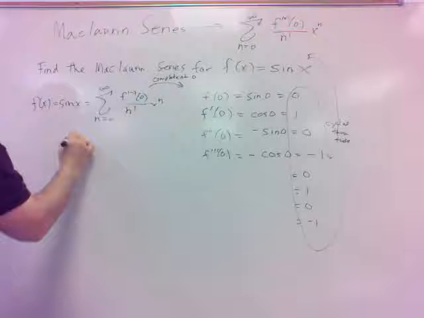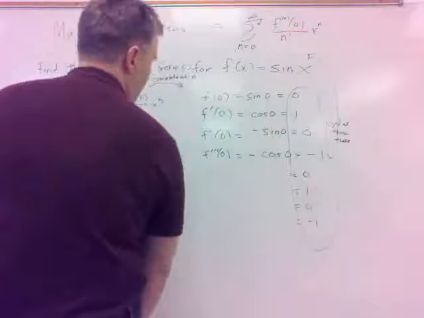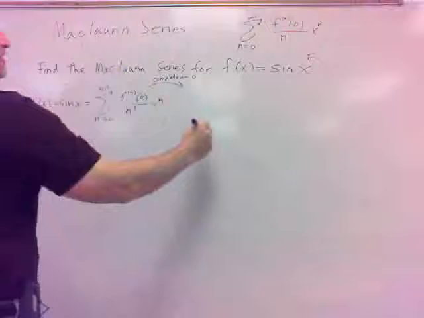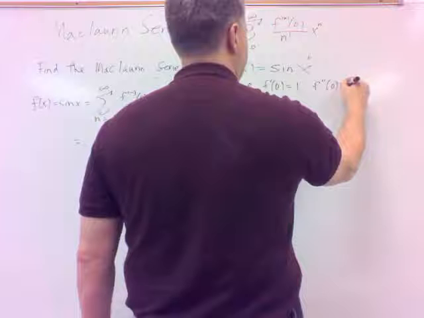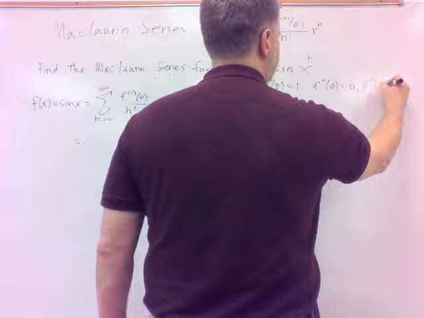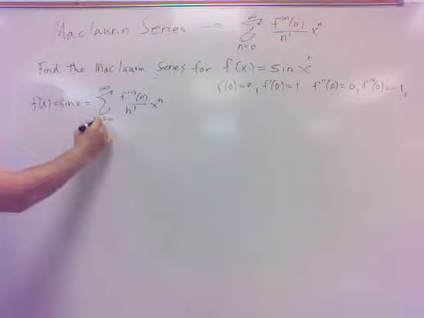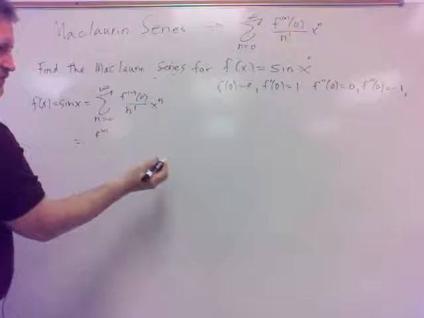All right, so our pattern is, I'm going to need a little space here, 0, 1, 0, negative 1. So f of 0 was 0, f prime of 0 was 1, f double prime of 0 was 0, third derivative of 0 was negative 1. And then it cycles from there, okay? So I'm going to plug those in to this formula. Because this means, like I said, this is f, the 0 derivative, which is just the function, at 0 over 0 factorial x to 0. So this is just going to write these terms out term by term.